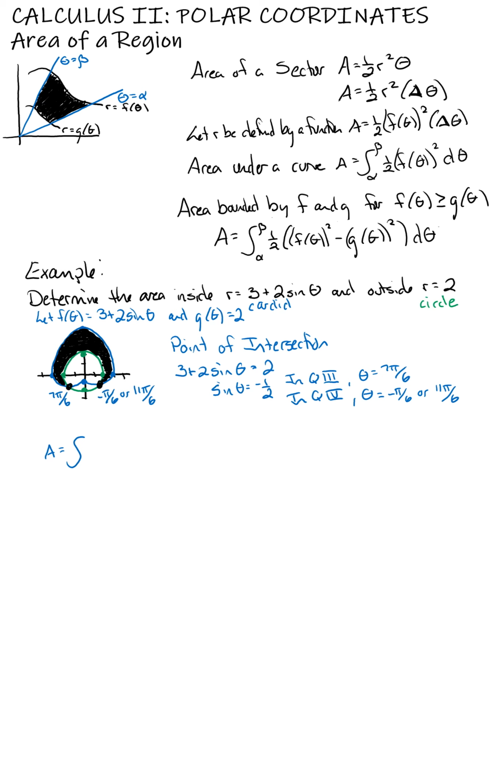Okay, so we are going to integrate from negative pi over 6 to 7 pi over 6. And now we're going to just simply use our little area formula up there.